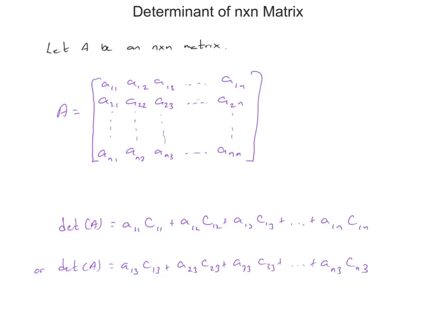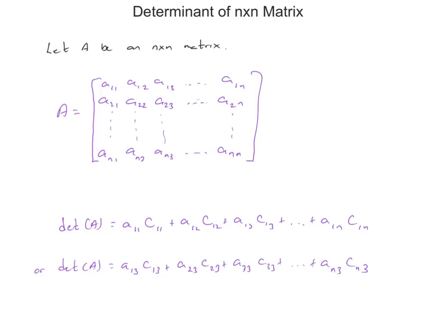Now, we can also work with the column. So I can expand by the column. In this case, I'm expanding by the third column. So the determinant of A would also be A13 times its cofactor plus A23 times its cofactor plus A33 times its cofactor, and so forth, all the way down to An3 times its cofactor. And again, the same thing is true.